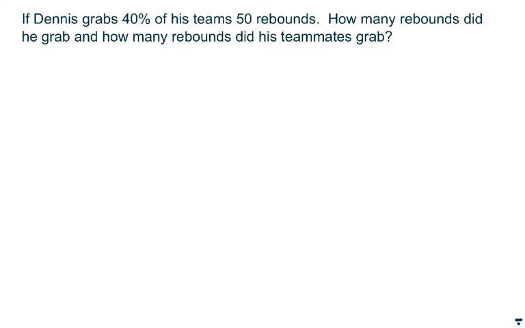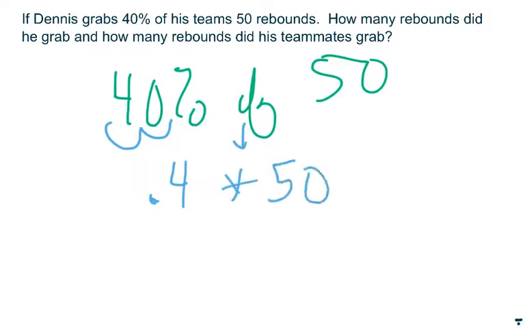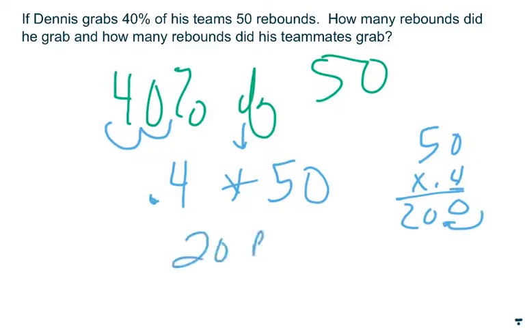So if Dennis grabs 40% of his team's 50 rebounds, how many rebounds did he grab? And how many rebounds did his teammates grab? Well, this is similar to what you had to do last year. So we want to find 40% of 50. We move the decimal 2 places, which turns it into 0.4, and of means multiplication. So 40% of 50 is 50 times 0.4. We have one number here, so we move it over 1 spot. And so 40% of 50 is 20 rebounds.